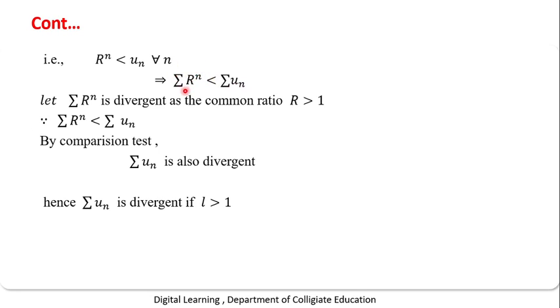According to geometrical series, here R is the common ratio. Its value is greater than 1. According to geometrical series, if R greater than 1, the given series is divergent. Therefore, summation of R to the power of n is divergent. Hence, summation of un is also divergent, because summation of R to the power of n is less than summation of un, and summation of R to the power of n is divergent. Therefore, un is also divergent according to the comparison test. Hence, we conclude that summation of un is divergent if L greater than 1. This is the proof of Cauchy's root test.